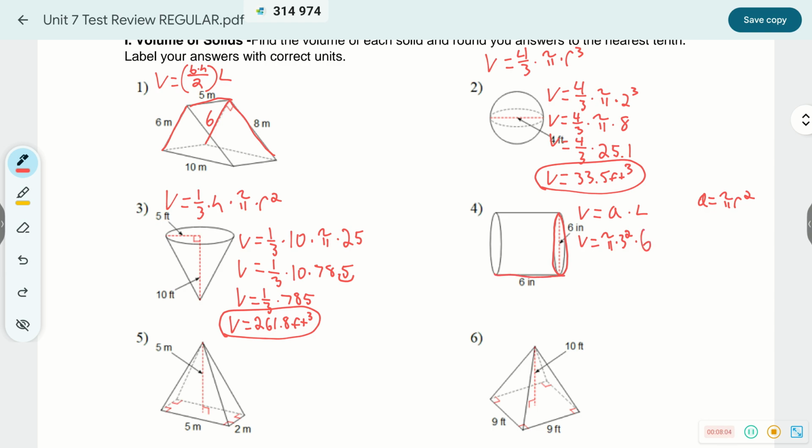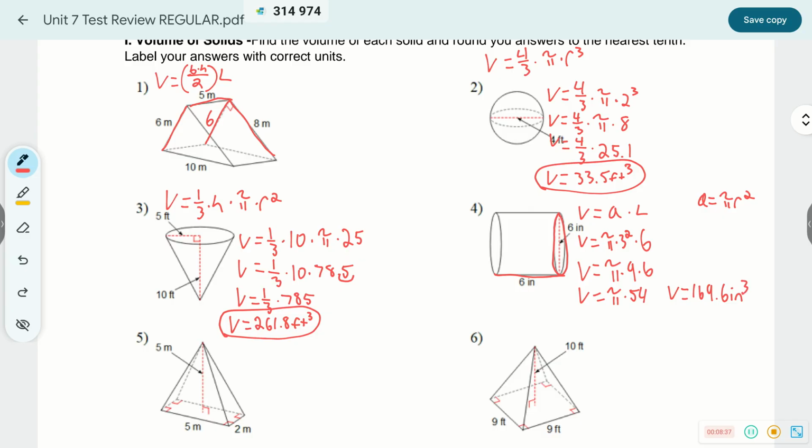6. Then we have volume equals pi times, what's 3 squared? 3 squared is 3 times 3, which is 9, times 6. Volume equals pi times 54. Can somebody do pi times 54 for me? 169.6. Volume equals 169.6 inches cubed.